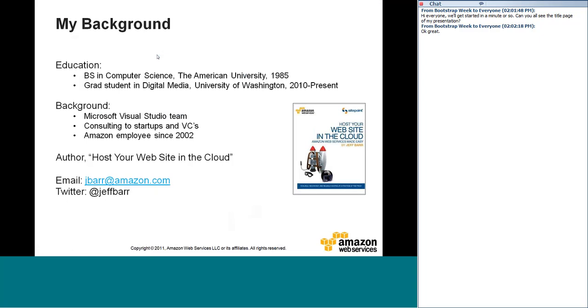Just so you know who's talking to you, I do have a bachelor's degree in computer science from the American University in Washington, D.C., way back in 1985. I'm also a graduate student in digital media at the University of Washington. I've been there for the last 2 years part-time. Before coming to Amazon, I spent a couple of years on the Visual Studio team at Microsoft. During the first .com boom, I was a consultant to some startups and venture capitalists. And I joined Amazon.com in 2002 at the very, very beginning of our web services effort, which then turned into the cloud computing effort a few years later.